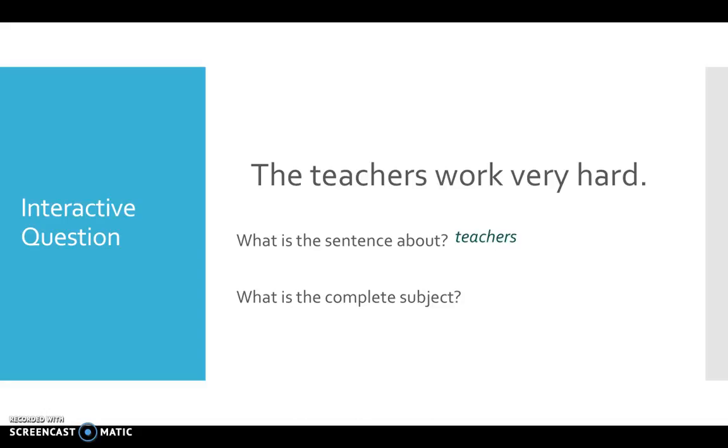So what is the complete subject? The complete subject is all the words of the subject, all the words before the verb. So that would be what? What are all the words at the beginning of the sentence? It is the teachers, absolutely. So the teachers work very hard. The teachers is the complete subject.